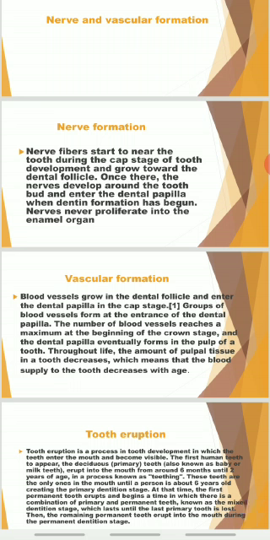Throughout life, the amount of pulpal tissue in a tooth decreases, which means that the blood supply to the teeth decreases with age. Just because of this, we have a degeneration of teeth in old age.